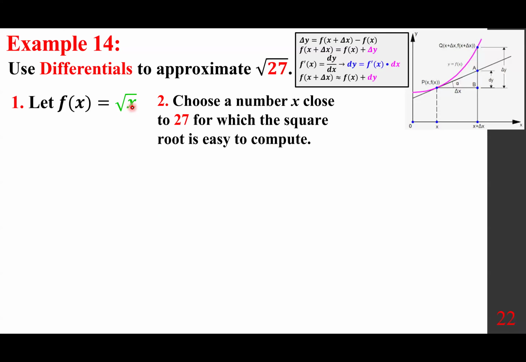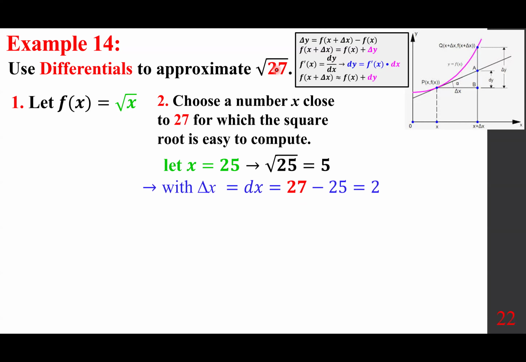Choose a number close to 27 that we can easily calculate in our head, the square root. The closest number to that would be 25, because we know square root of 25 is 5. So delta x would be the difference between the two, which is positive 2.